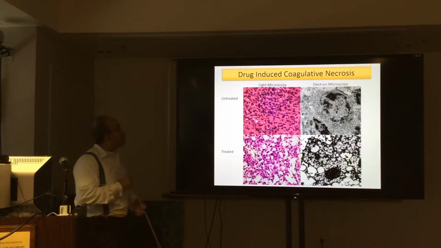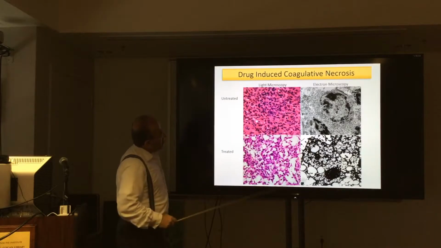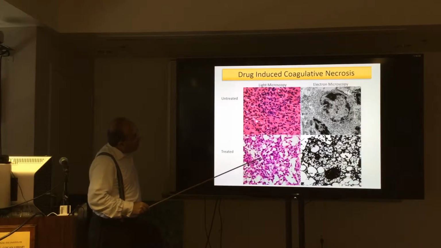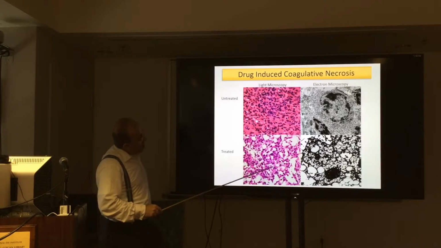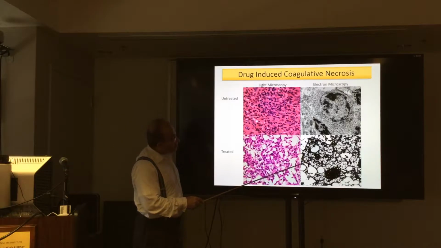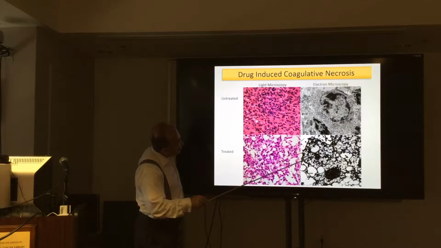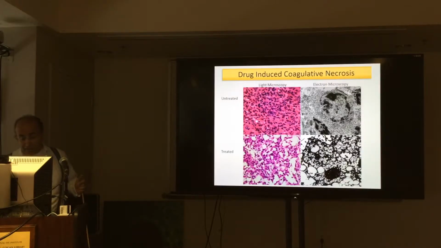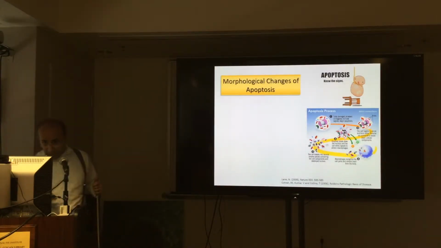So, coagulative necrosis. This is the untreated cells, in light microscopy, and this is the electron microscope. This is after treatment, and you can see how the disintegration of the cytoplasm started to happen. And when you look at it by EM, this is the way it looks. This is the nucleus, and this is the cytoplasm. Again, this is the cytoplasm, and look at the nucleus. So this is the kind of necrosis that happens and does not require much energy.